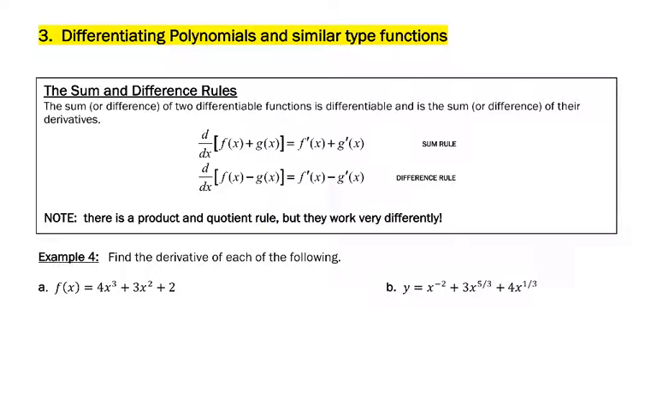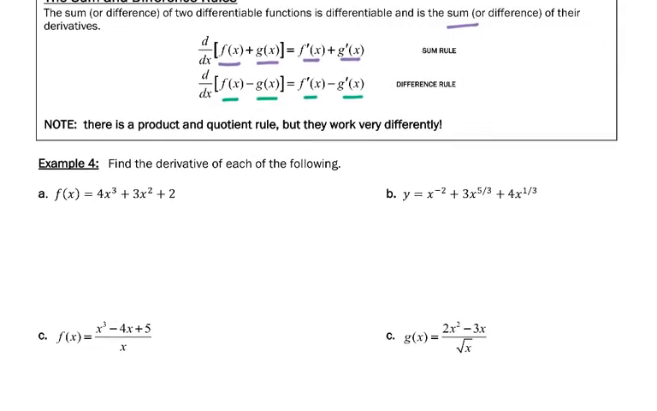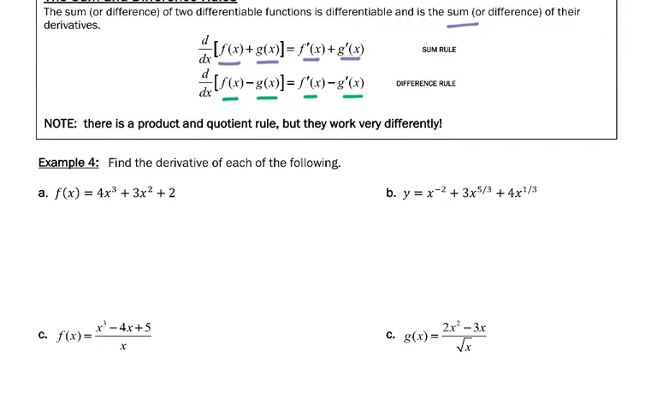So the sum and difference rule about differentiating says that the sum of two differentiable functions is differentiable, so you can take the derivative, and it is the sum of the derivatives. So if you have f plus g and you're taking the derivative of that whole thing, it's the same as taking the derivative of each piece. Similarly, if you're taking the derivative of two functions that have been subtracted, it's the equivalent of taking the derivative of each piece. There are product and quotient rules for differentiation, but they work very differently. So this idea only applies to when we're adding or subtracting terms and taking the derivative of that.